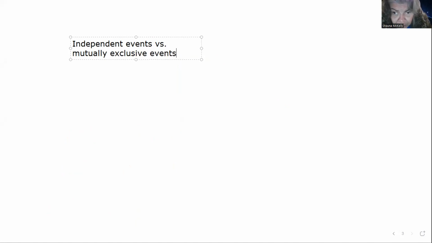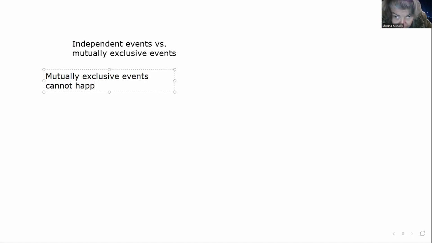Now, mutually exclusive events, as we saw in the last section, cannot happen at the same time. They cannot. That's what mutually exclusive events mean. They're mutually excluded. So in a picture, it looks something like this.